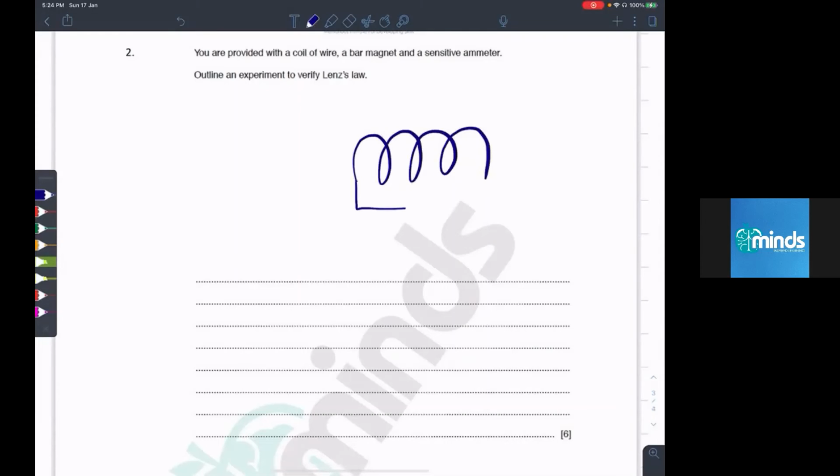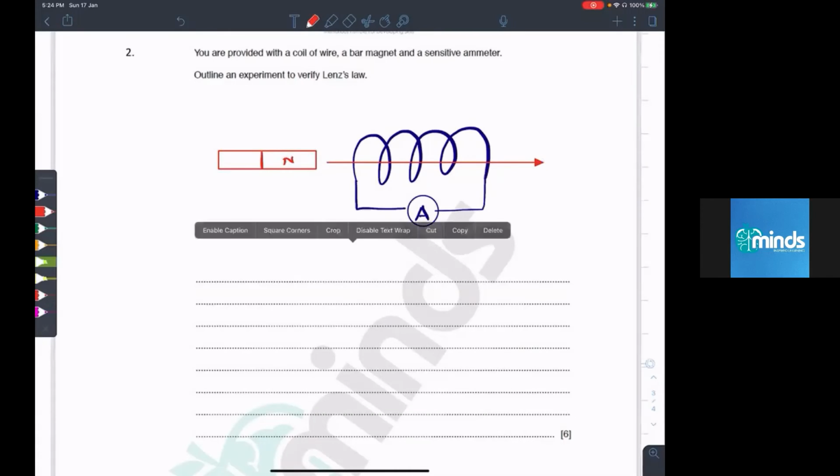It is connected to a sensitive ammeter. We have a bar magnet. This is the bar magnet, right? Now, what we will do, we will move this bar magnet into the coil. We will try to move the bar magnet into the coil.